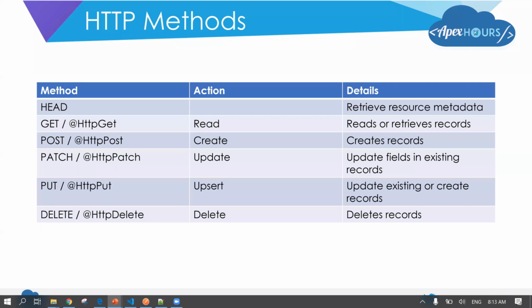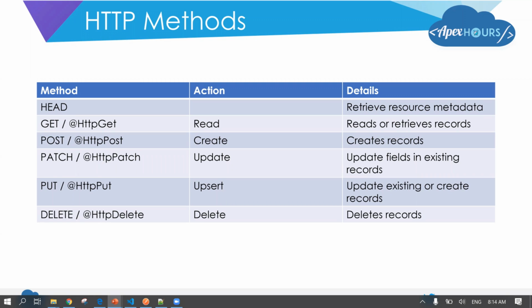Let's look at them. Head is used to retrieve the resource metadata, but GET is very, very famous. Just now when I went to the browser, put in the URL and pressed enter, it was a GET request. It was just a read. We were retrieving the records from YouTube's database, getting the statistics for the channel. It's just a GET request. But POST is when you're creating new records. PATCH is when we need to update some records or some specific fields inside a record. We would pass the ID and all that inside that request.